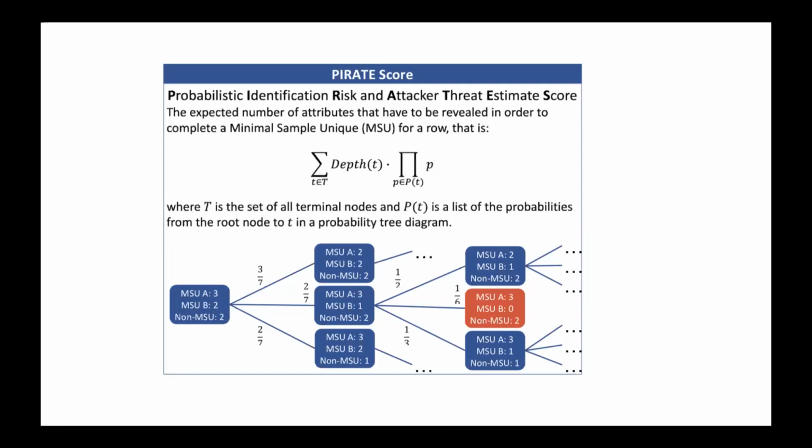So the probability of this happening is this formula that you can see out here, where we multiply these probabilities that we get across each step, and we multiply it with the depth of the tree.